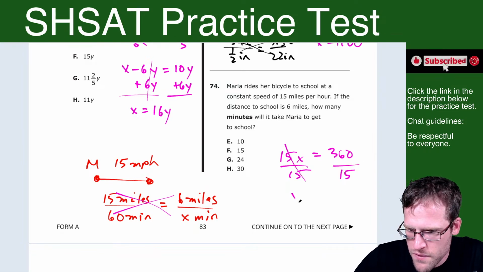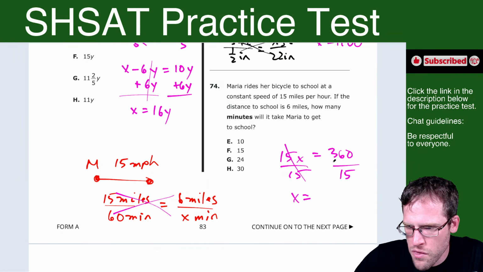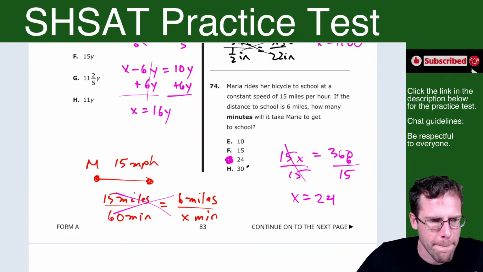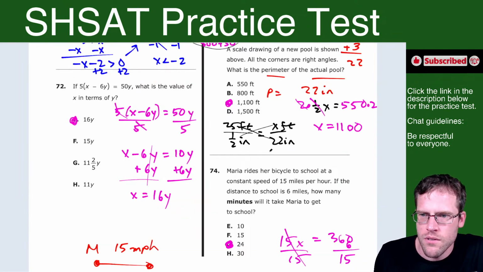And then divide by 15. So x equals 15 goes into 30 twice with the remainder of 6, and it goes into 64 times. So 24 minutes. All right, cool. 74.